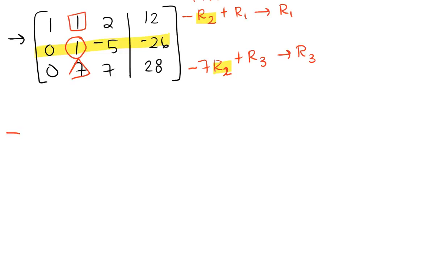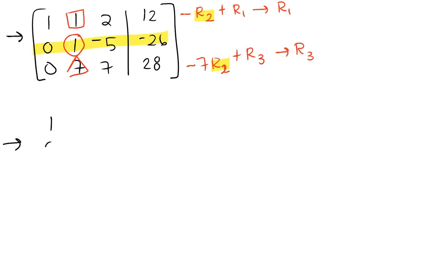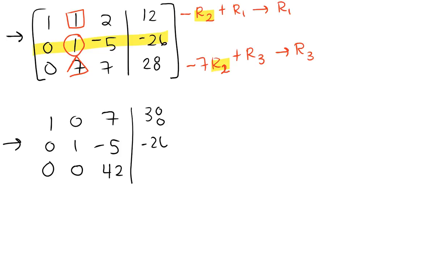Okay, after doing the row operations, we end up with the following matrix. So we have a 1, 0, 0, 0, 1, 0, 7, negative 5, positive 42, 38, negative 26, and 210. Alright, so now we are hoping to have a 1 in the 3, 3 position. We don't have a 1 right here, so we're going to need to make a 1. So that means we need to turn 42 into a 1.